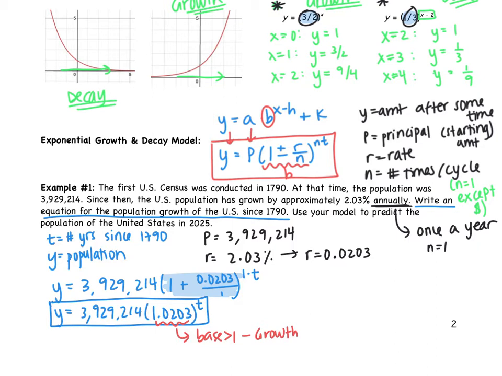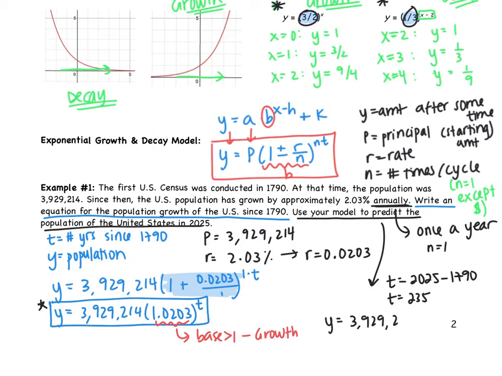Okay, we are not finished with this problem though. We are also told to use the model to predict the population in 2025. So we have to do that as well. For 2025, we have to figure out what T is. Well, we need to know the number of years that have passed since 1790. We get 235. So what that tells us is we're going to use our model and plug in 235. So we get 3,929,214 times 1.0203 to the power 235.